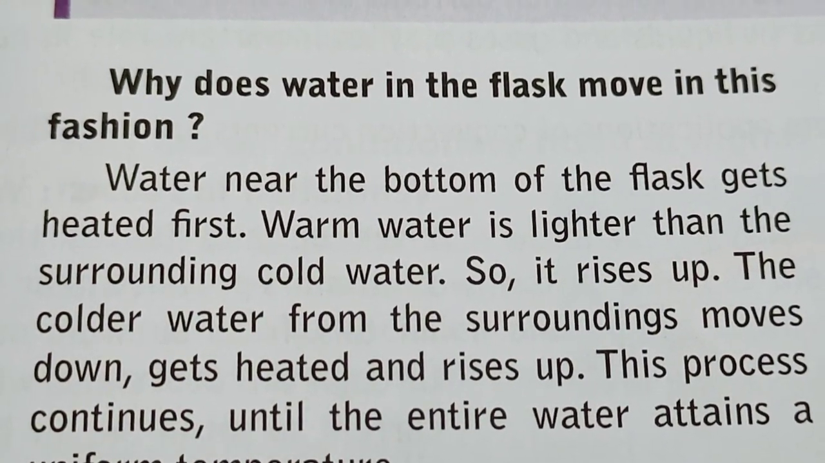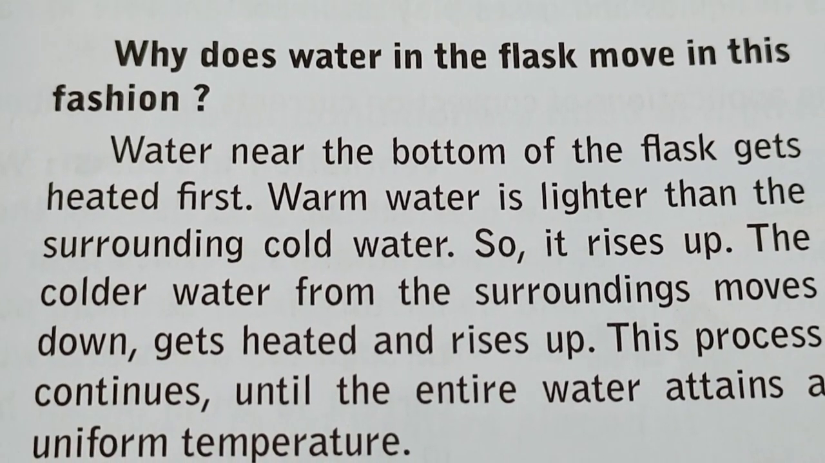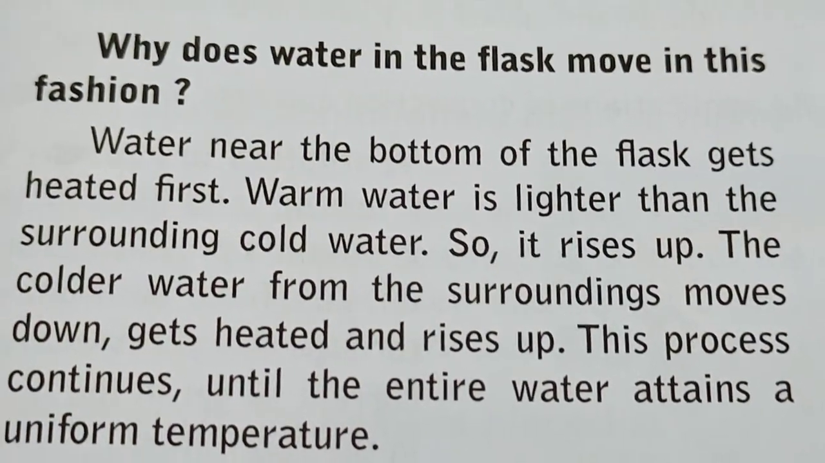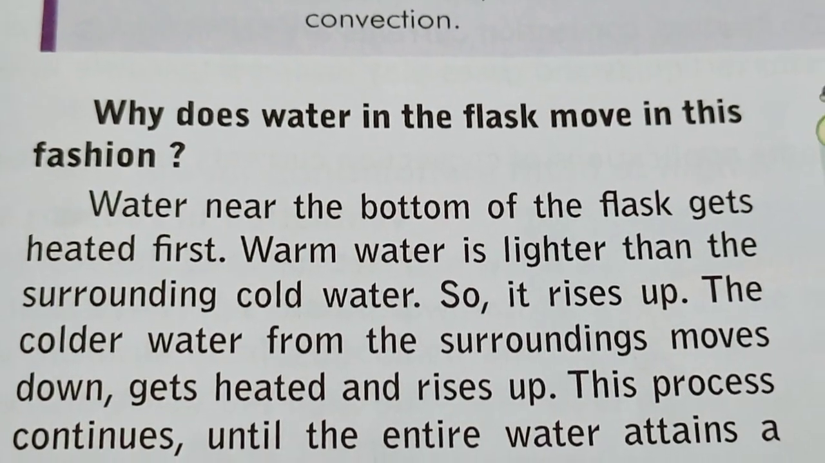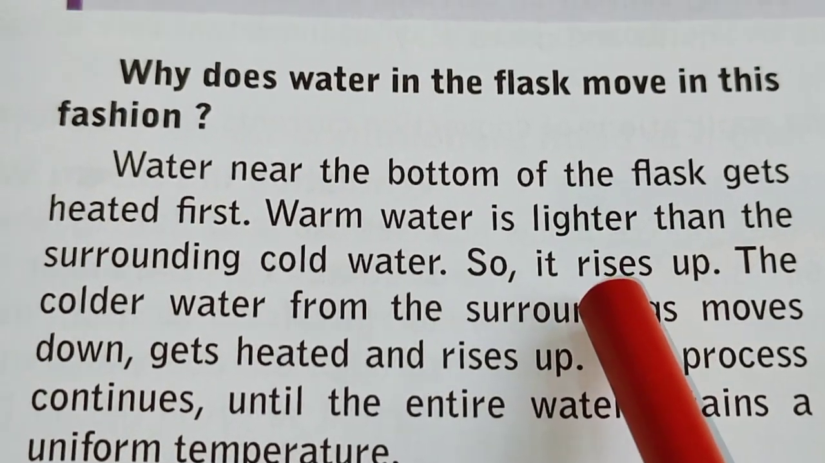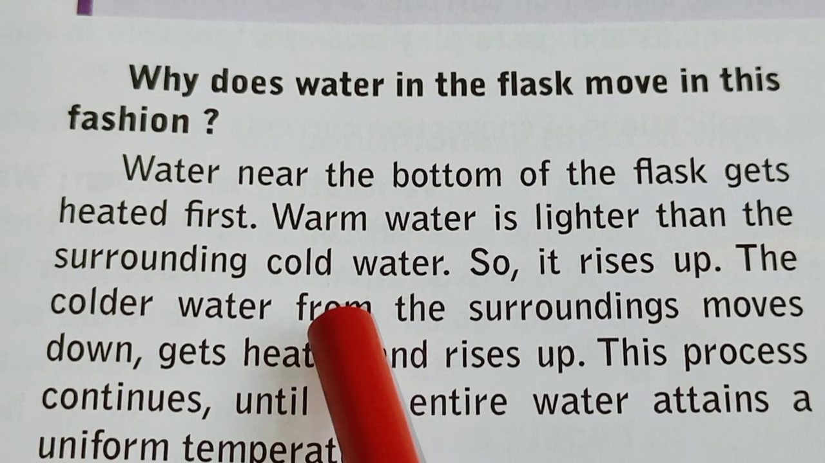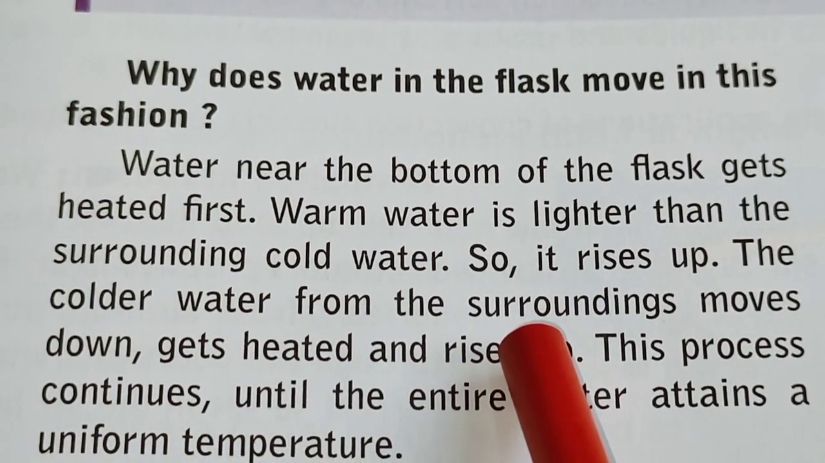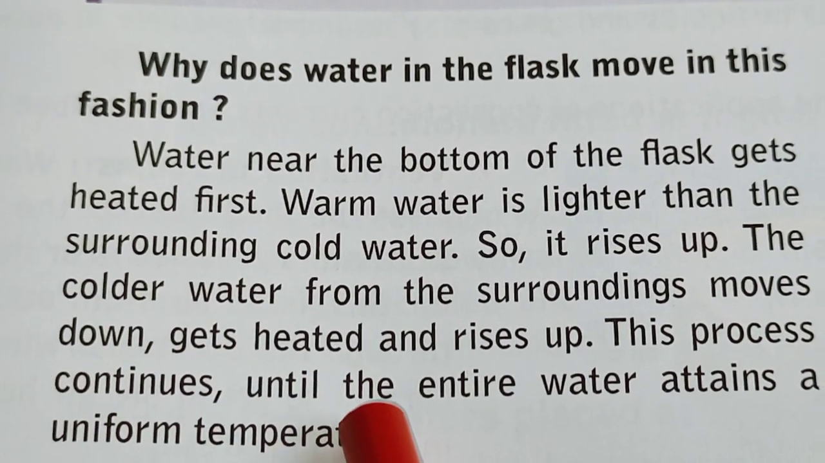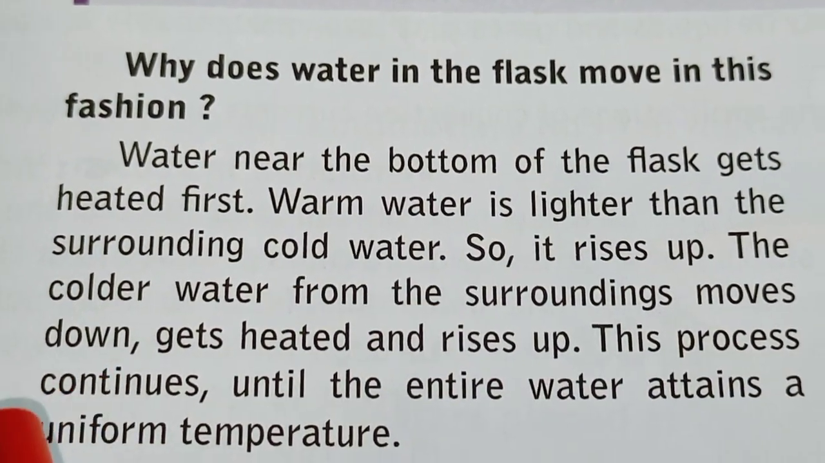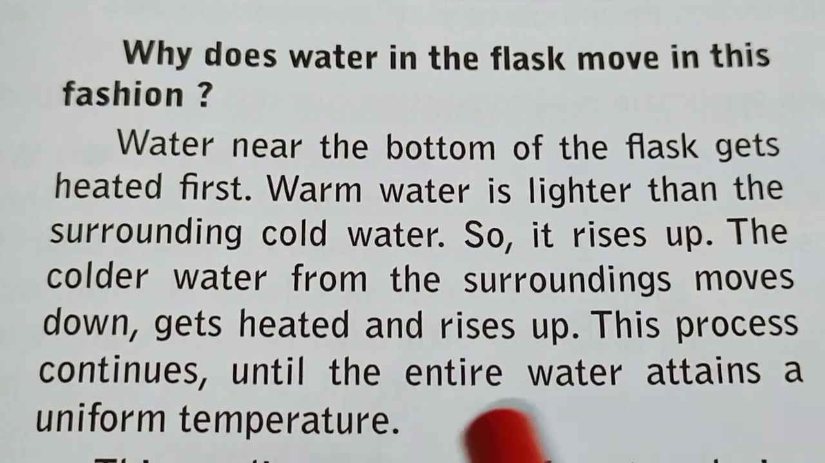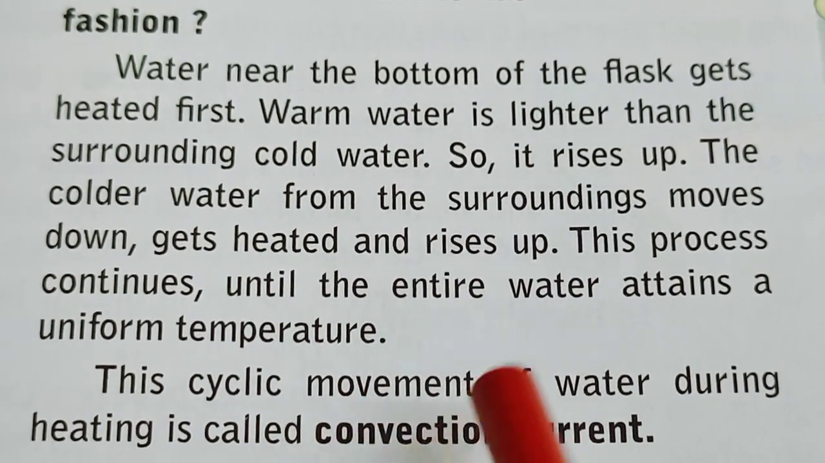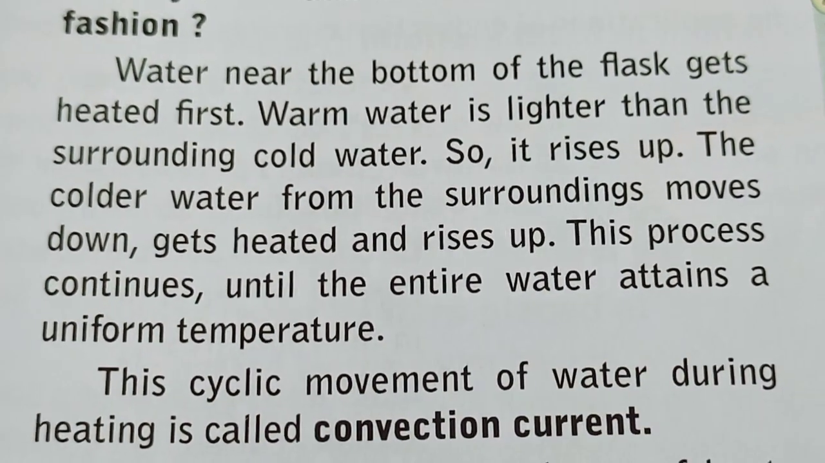Now the point is, why does water in the flask move in this fashion? Water near the bottom of the flask gets heated first. Now as we know, warm water is lighter in weight than the surrounding cold water. So the warm water rises up and the colder water from the surrounding moves down, again gets heated up and rises up. This process continues until the entire water attains a uniform temperature. Because of this cyclic movement of water, we can see the convection current in liquid.